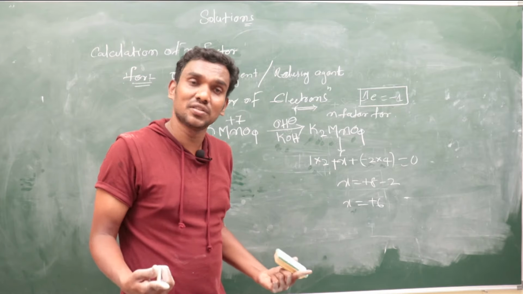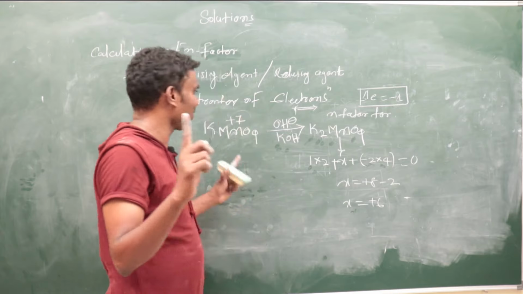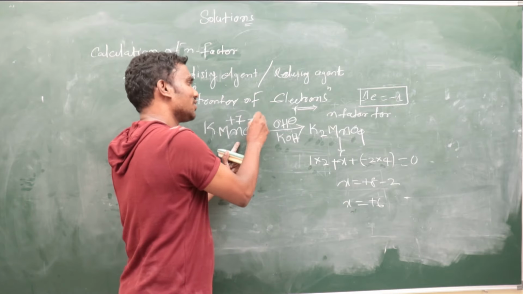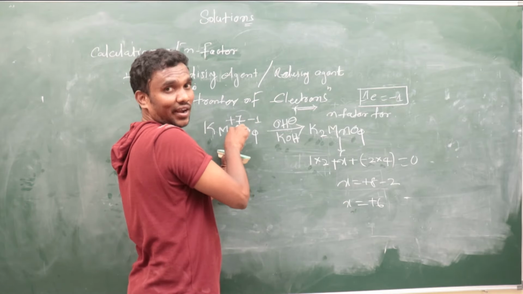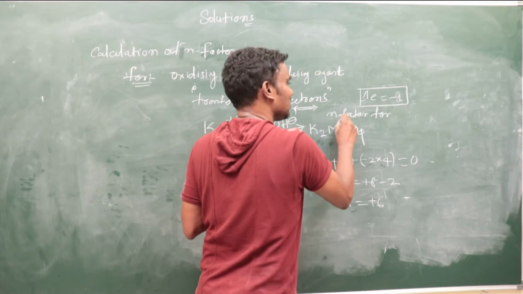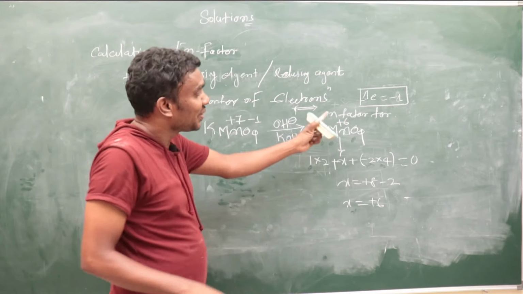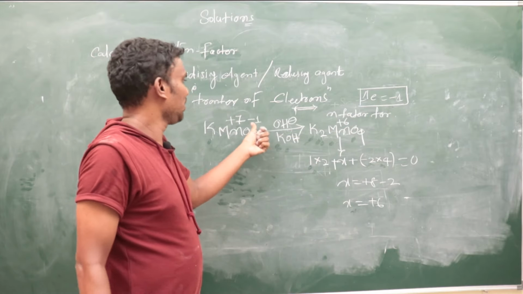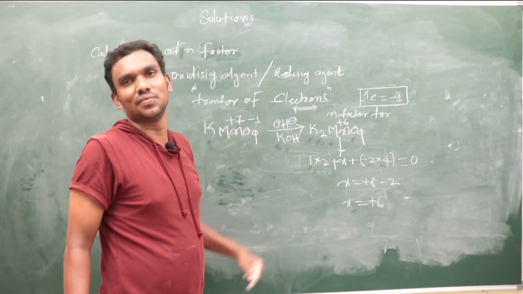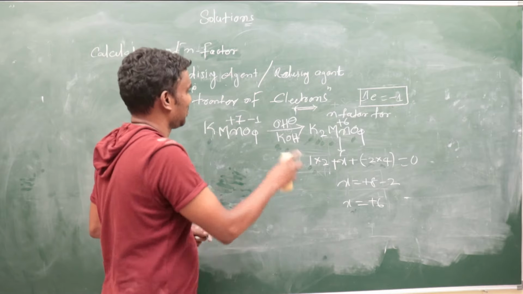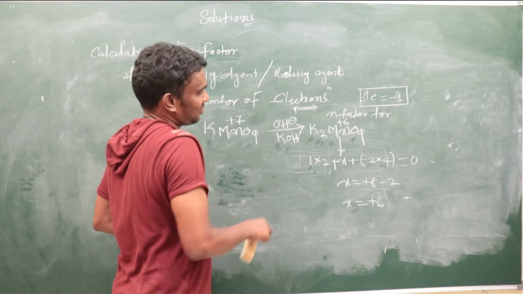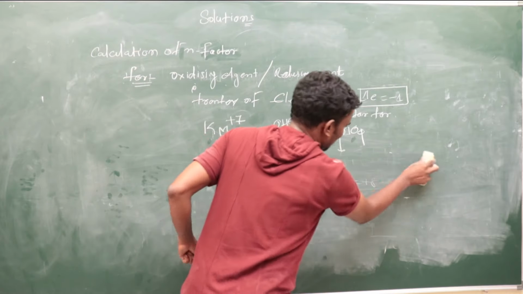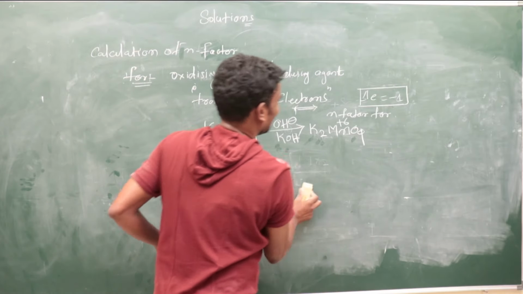So what does that mean? It gains 1 electron. So that is the reason +6 comes. I consider 1 electron as -1. So if it gains 1 electron, what happens, sir? +6.